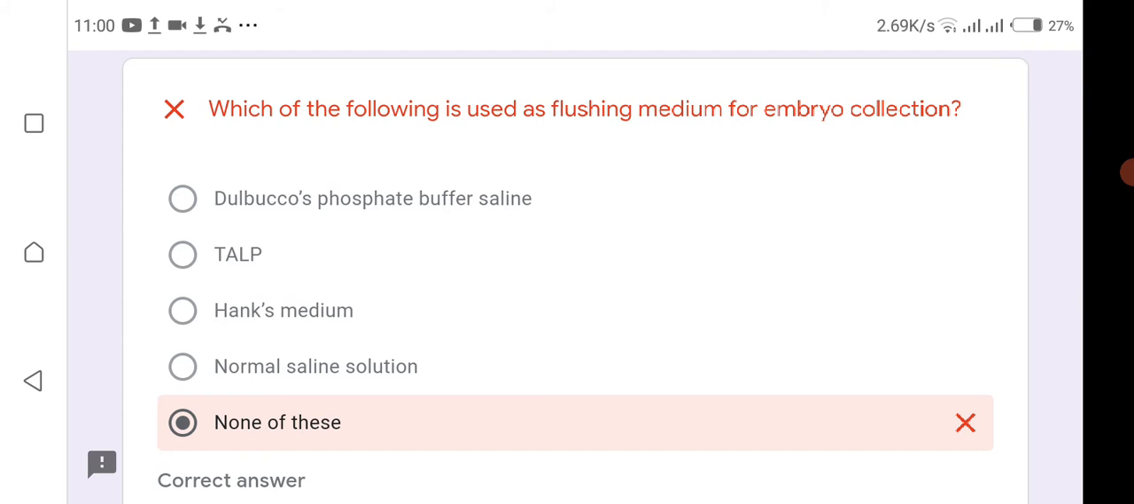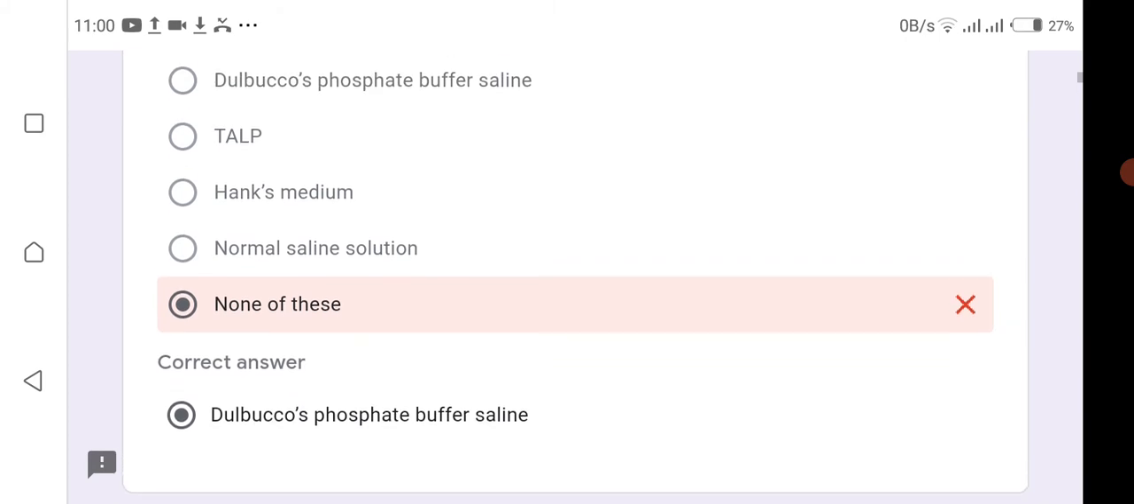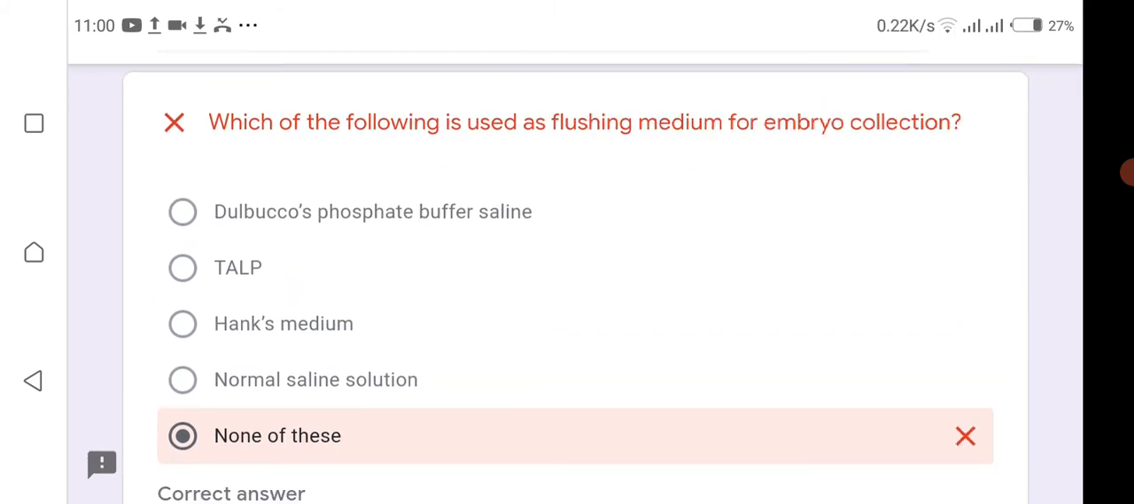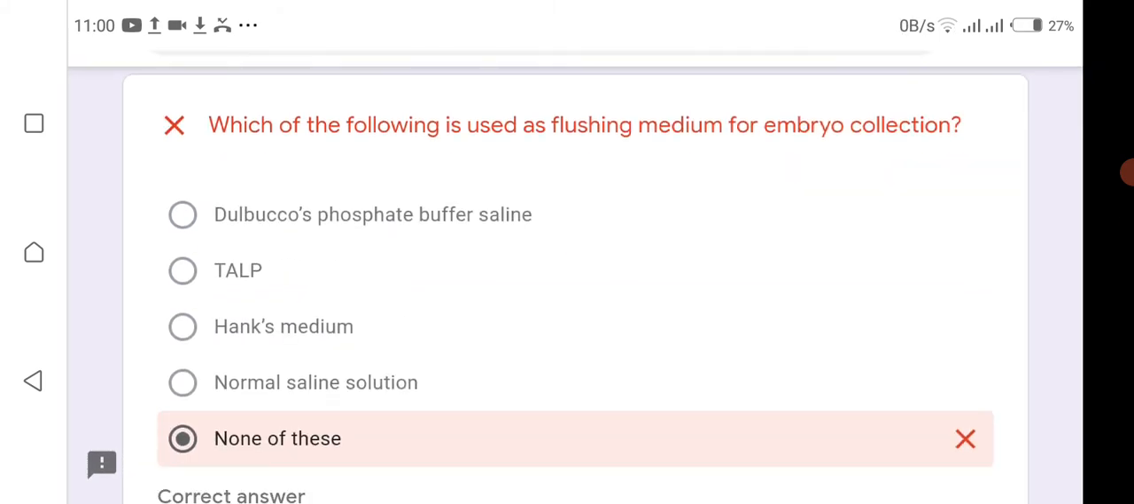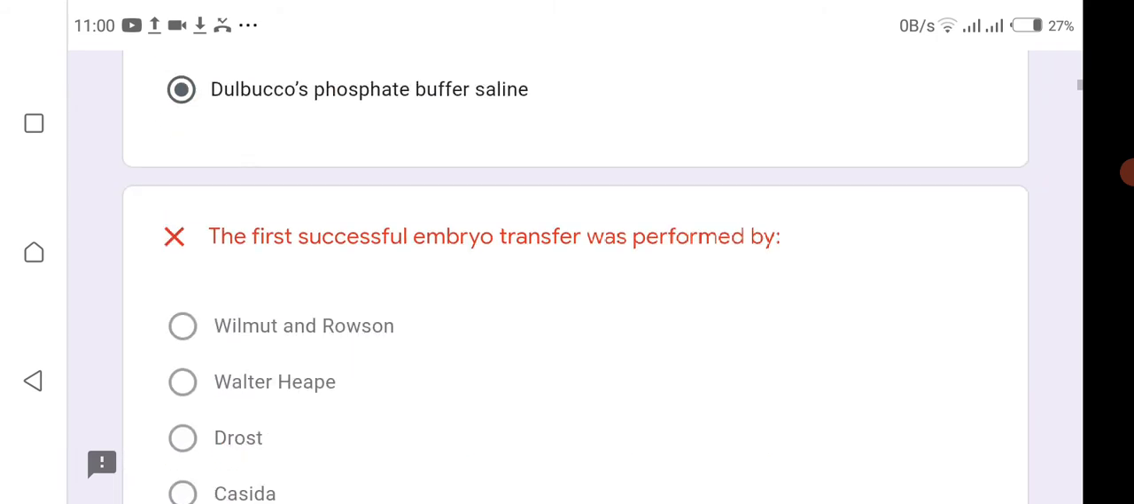Which of the following is used as flushing medium for embryo collection? Dulbecco's phosphate buffered saline. Dulbecco's phosphate buffered saline is used as flushing medium for embryo collection.